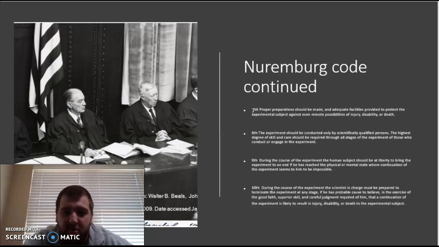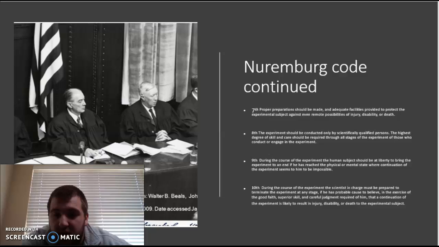These are the last four. Number 7. Proper preparation should be made and adequate facilities provided to protect the experimental subject against even remote possibility of injury, disability, and death. Eighth, the experiment should be conducted only by scientifically qualified persons.